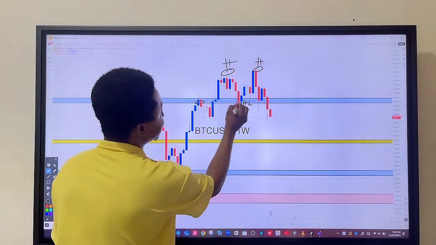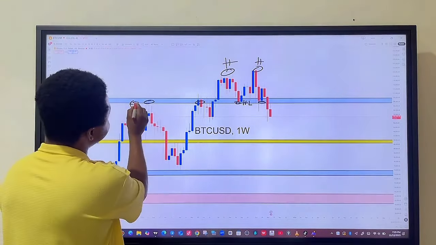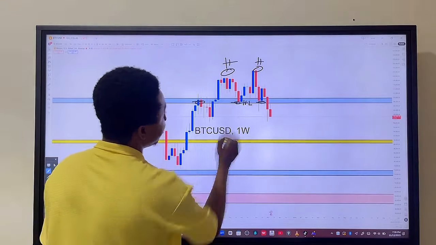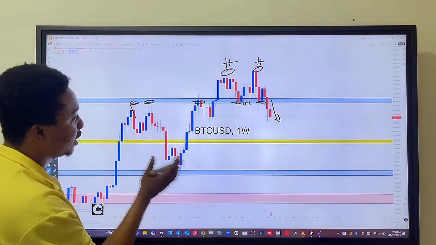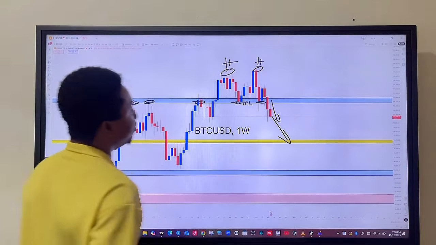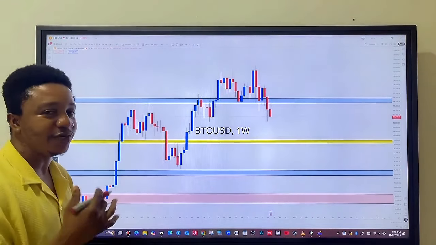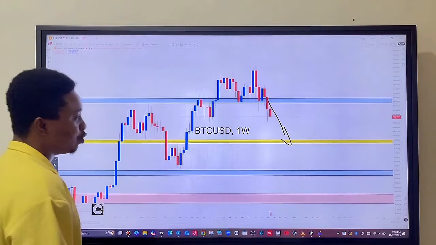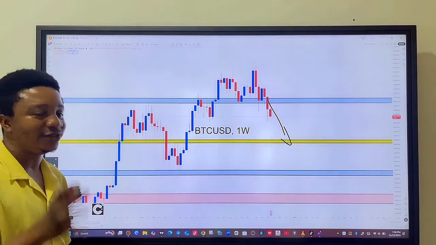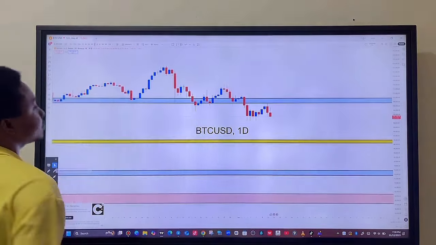level of what? Sensitivity. Now since sellers have been able to break below this strong level of what? Support, and we are currently trading below it, it is very obvious that price is dropping all the way down on BTC USD. So BTC USD, everything clearly shows here on the weekly that price will be able to drop all the way to the downside. So without further ado, let's take it again to the daily time frame and continuously break it down.